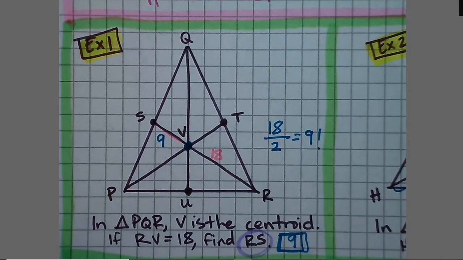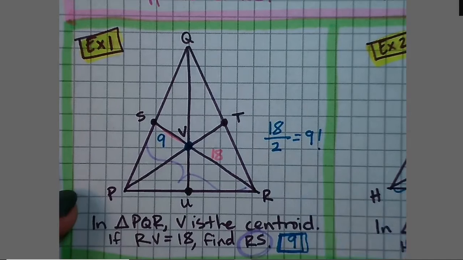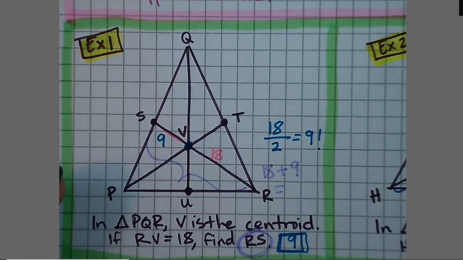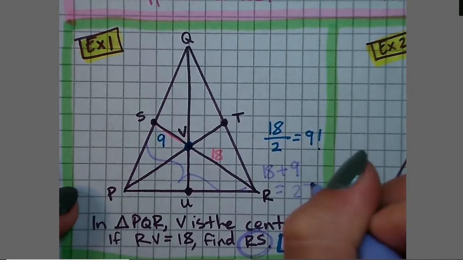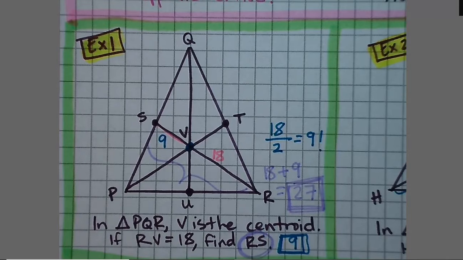So make sure you don't make this mistake. It's asking for the whole segment, so it's actually asking for 18 plus 9, which is going to be 27. All right, so this is actually your answer on number 1. It's going to be 27, not 9. Okay, that would be if it was asking for VS. So example number 1 is 27.